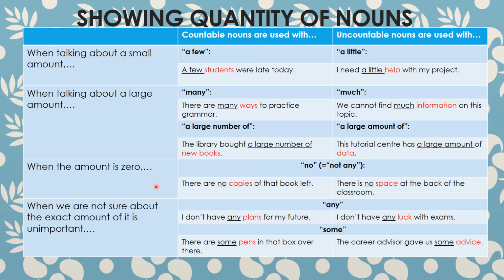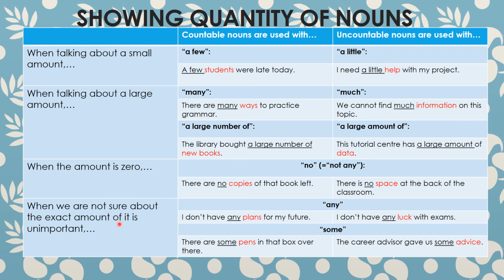When the amount is 0, we simply use no with countable and uncountable nouns. Look at this example. There are no copies of that book left. Copy is a countable noun. There is no space at the back of the classroom. Space is an uncountable noun. For both types, we simply use no when the amount is 0.